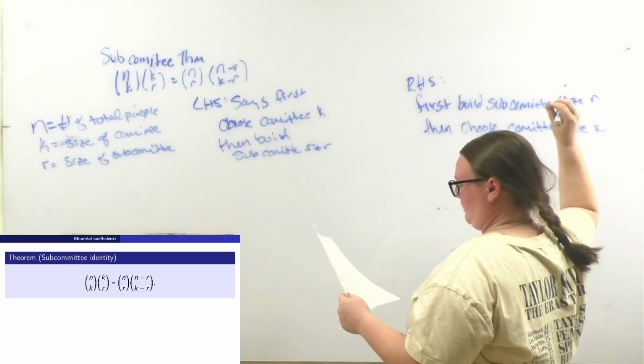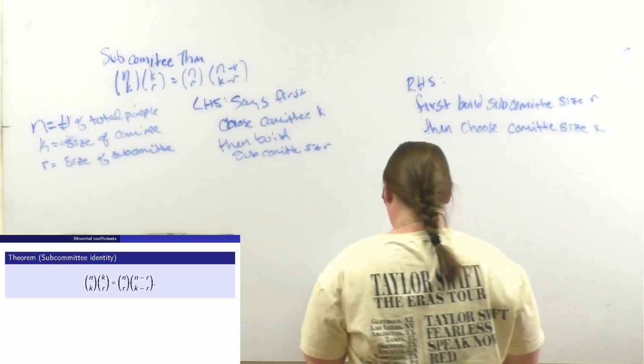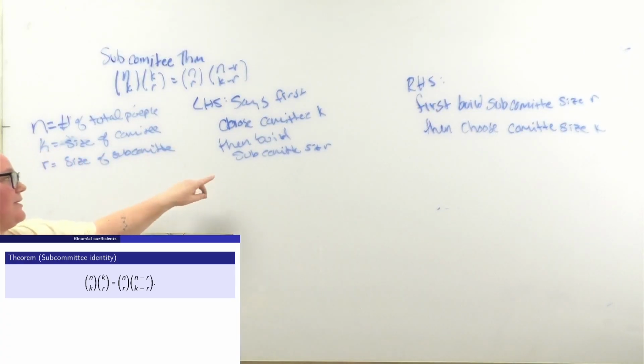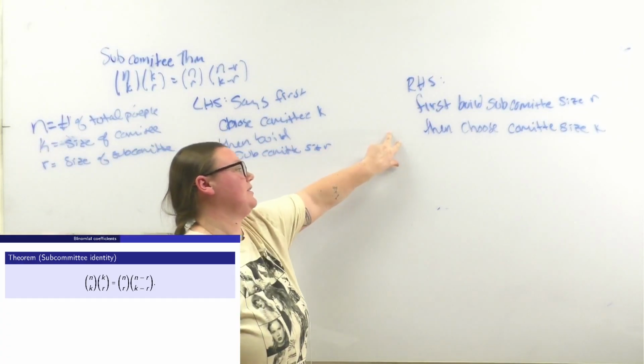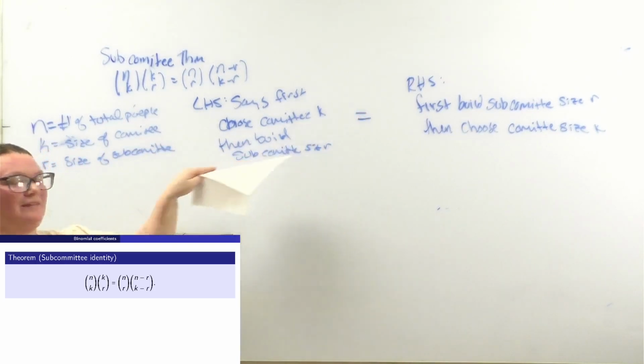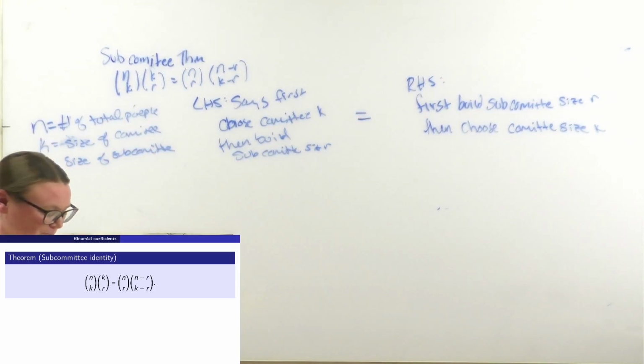Okay, and it turns out, no matter what order we do this, we can either do this first or we can do this first, and we get the same amount of choices for each. Cool.